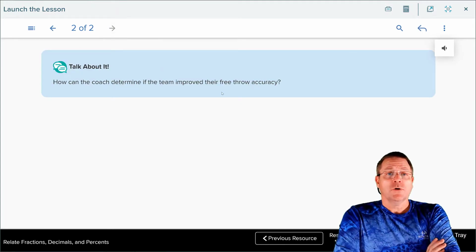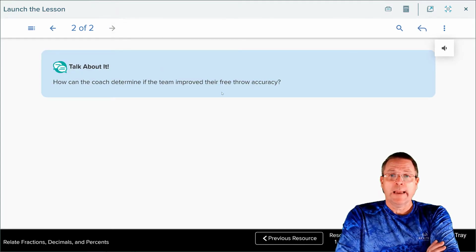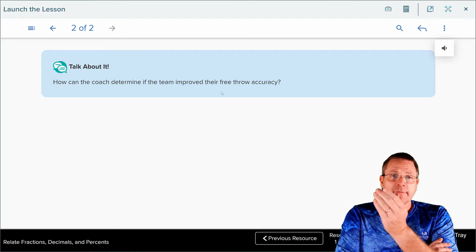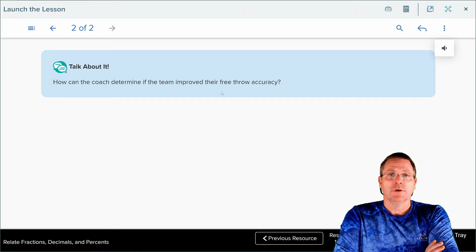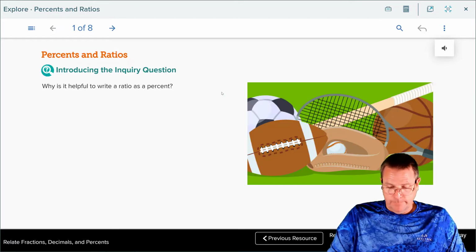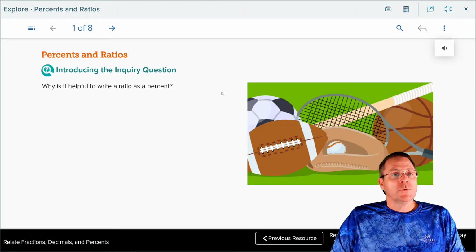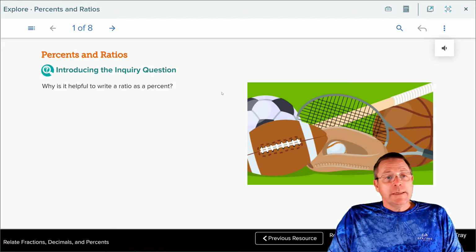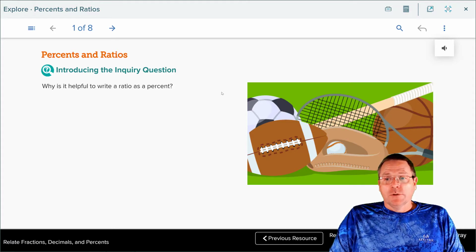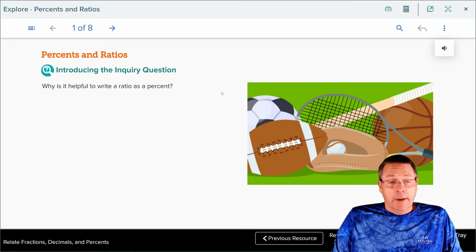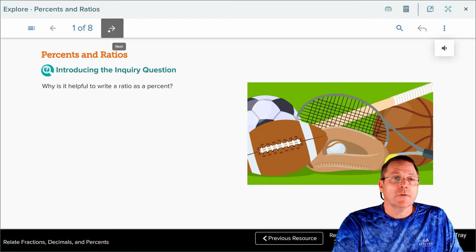How could the coach determine if the team improved their free throw accuracy? Well, what I would suggest is take each of those ratios and divide the numerator by the denominator and compare the decimal values that you get for each one. Holy cow, this one has 8 slides in resource number 2. Why is it helpful to write a ratio as a percent? Well, what I just said, if you don't have a common denominator, it could easily allow you to compare 2 different sets of numbers.